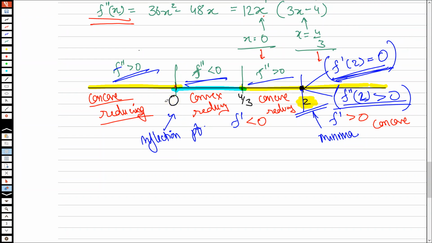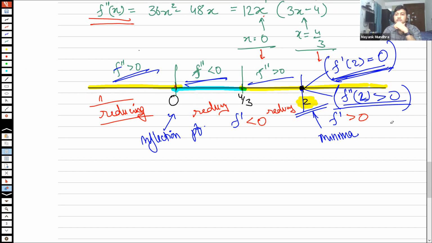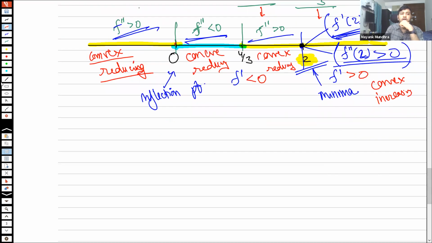Concave. Shouldn't it be... no, no. Sorry, convex? Yes, sir. I just realized. This is convex reducing, this is concave reducing, this is convex reducing, and this is convex increasing. So after this, you can easily draw the curve. Again, I'm going to spend one more line here to note down everything, and then I'm going to plot it.